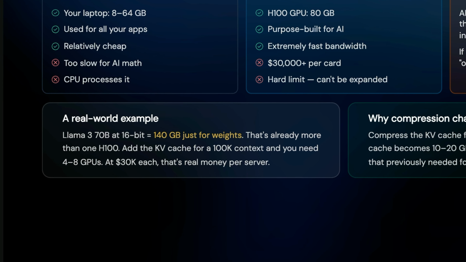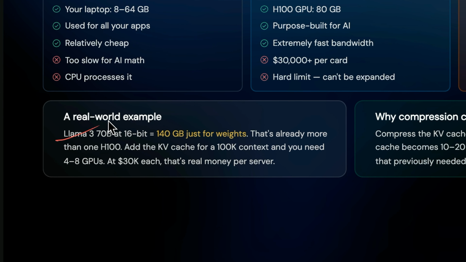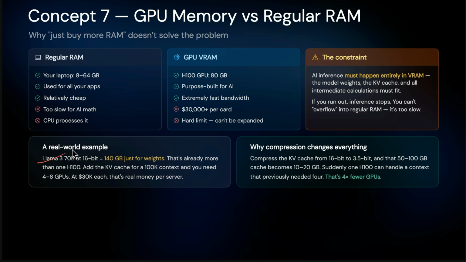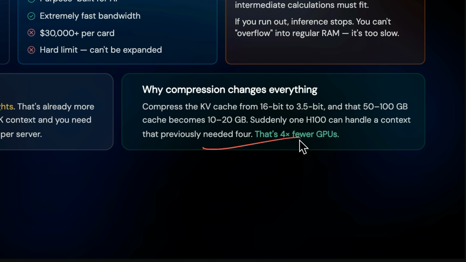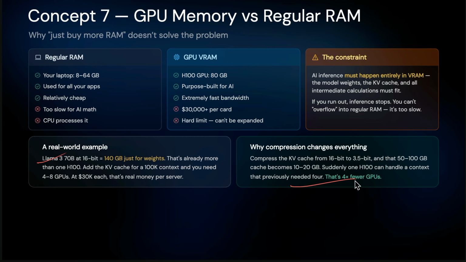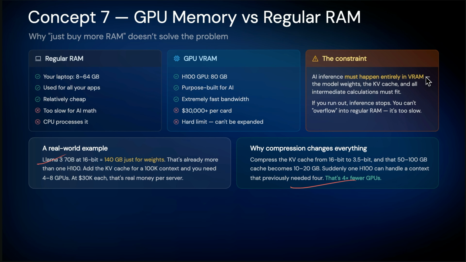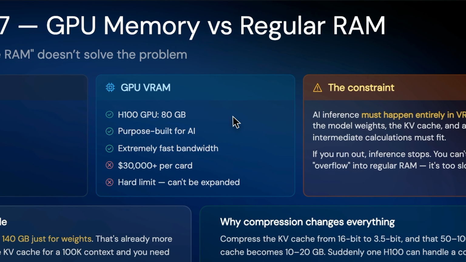So take an example, a Llama 70 billion parameter model at 16-bit already needs 140 gigs just for its weights. That means it needs more than one GPU. Now add a long KV cache to that and you are looking at 4 to 8 GPUs per serving instance. So let's say if we compress the KV cache 6 times using TurboQuant, you might go from needing 4 GPUs to 1. Okay, now that we have covered the foundational concepts, let's move on to the next thing.